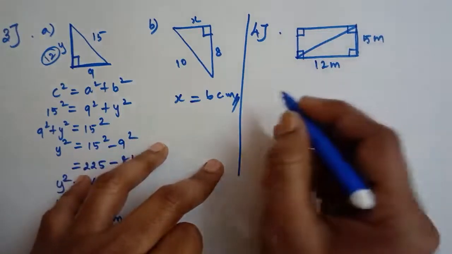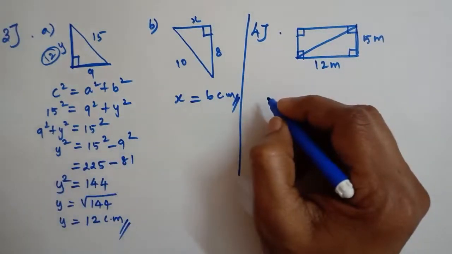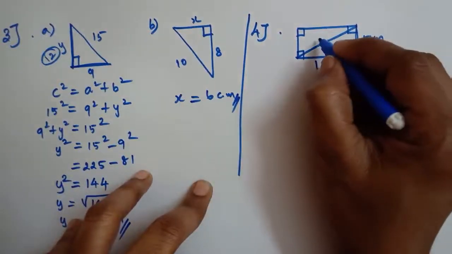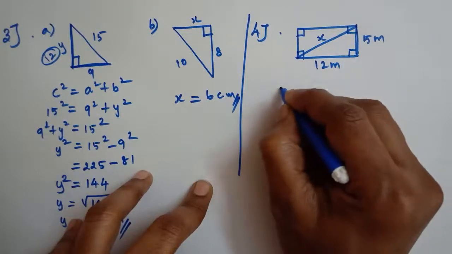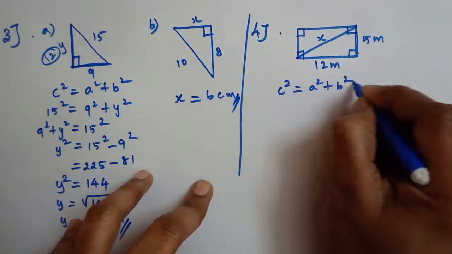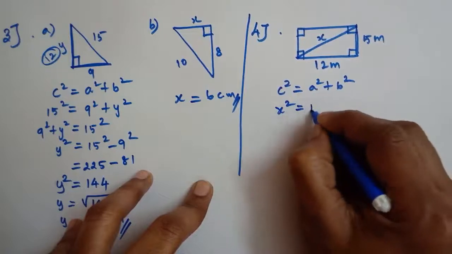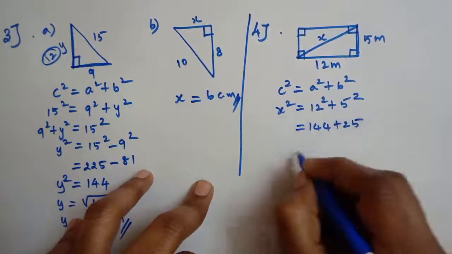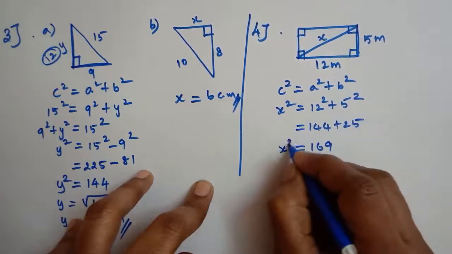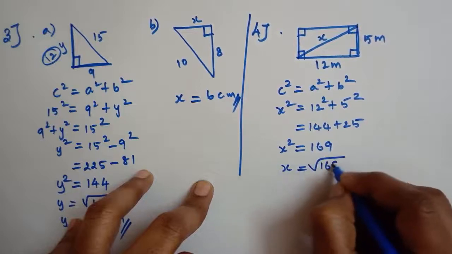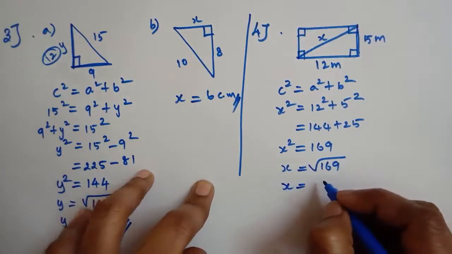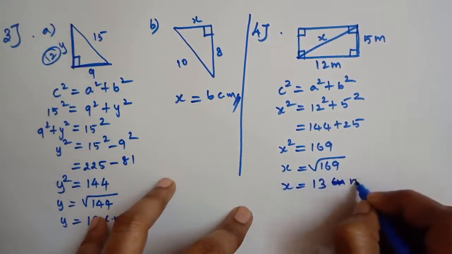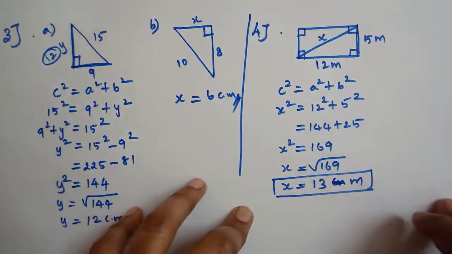But otherwise, if you want steps, you should write the steps. How do you find it, students? Listen. This looks like a right angle triangle, so put x here. c squared is equal to a squared plus b squared. Here x squared is equal to 12 squared plus 5 squared, so that is 144 plus 25, that is equal to 169. Therefore x is equal to root of 169. What is the square root here? 13. So 13 meter, here meter is there. So x is equal to 13 meter. Is it clear, students? Good.